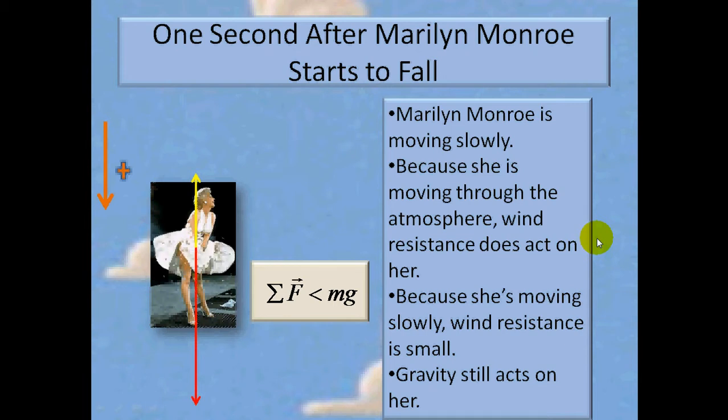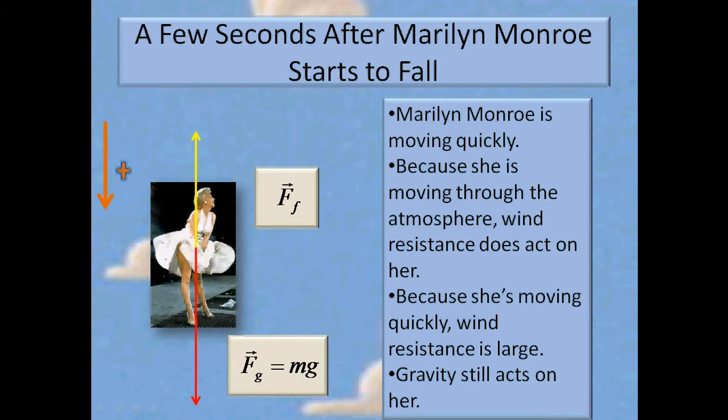So what does that mean about her acceleration? Since her net force still points downward, net force is something like this. Since her net force still points downward, her acceleration is still aimed downward, so she's still speeding up as she falls. But her acceleration is smaller now than it was when she first stepped out of the airplane. So she's not speeding up as quickly as she was the instant she stepped out of the airplane.